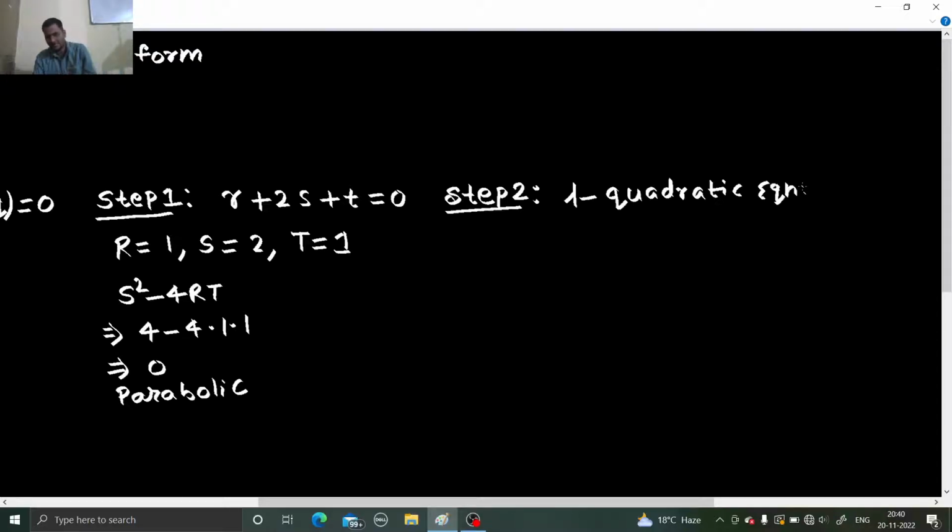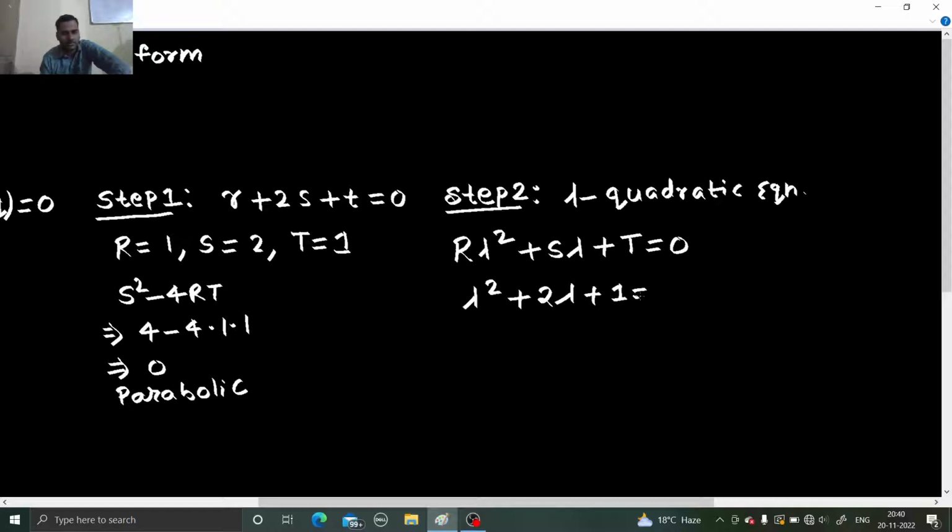We have already got R, S and T, and with the help of those we form that quadratic equation. So that is R lambda square plus S lambda plus T equals 0. So plug in the values. R is 1, so you'll get lambda square plus 2 lambda plus 1 equals 0.